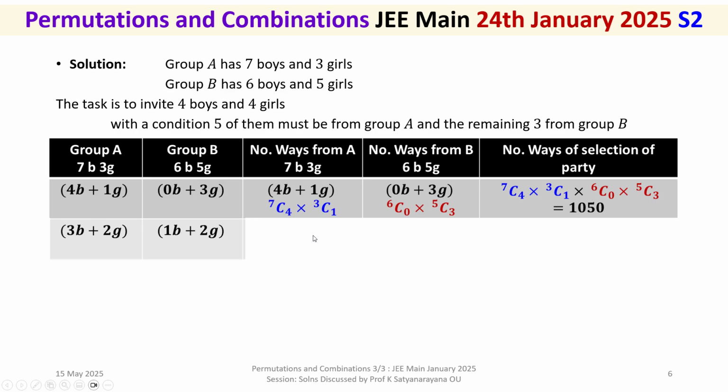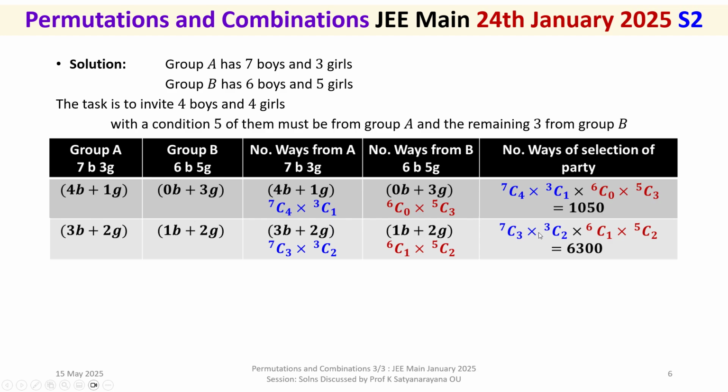Now 3 boys plus 2 girls chosen from 7 boys and 3 girls. That is 7C3 times 3C2. About group B, 1 boy plus 2 girls, 6C1 times 5C2. By product rule, 7C3 into 3C2 into 6C1 into 5C2 multiply. Simplifying, we will get 6300.